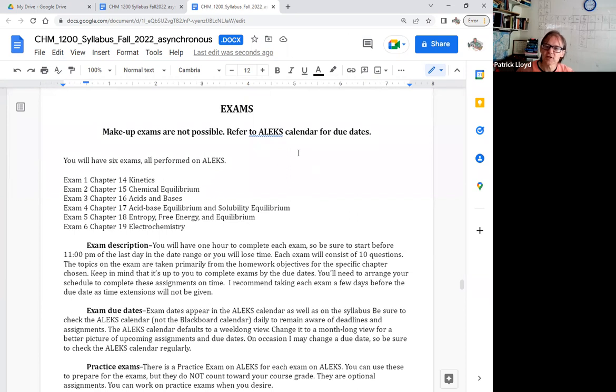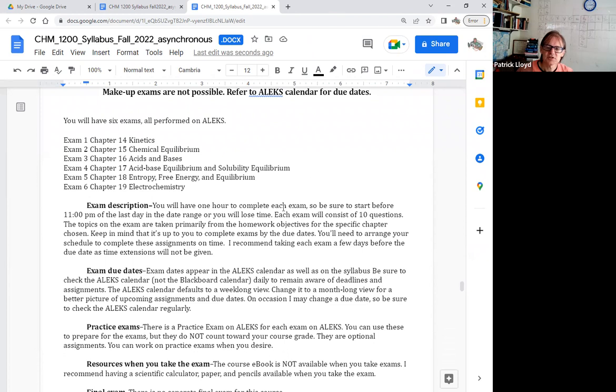Exams. Again, look at the calendars under ALEKS for the due dates. There's going to be an exam for each of the first 6 chapters. So that's kinetics through electrochemistry. Okay. So 1 exam per chapter. It's essentially you have an hour to do the exam. Each exam has about 9 or 10 questions, and you're timed. You got to finish it on time. Okay. There are due dates, obviously.